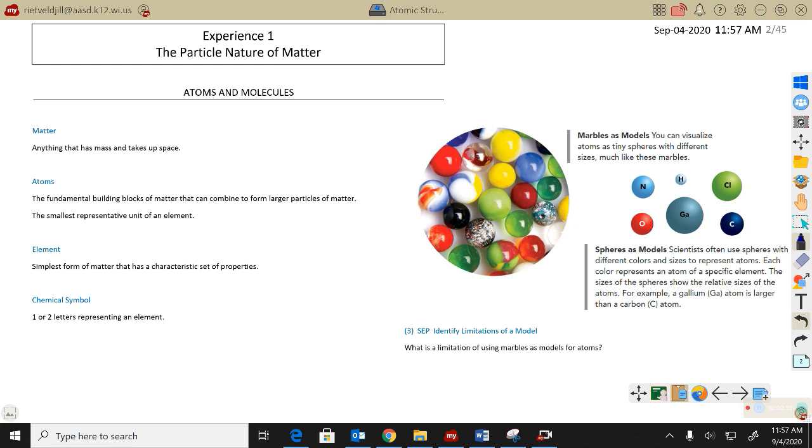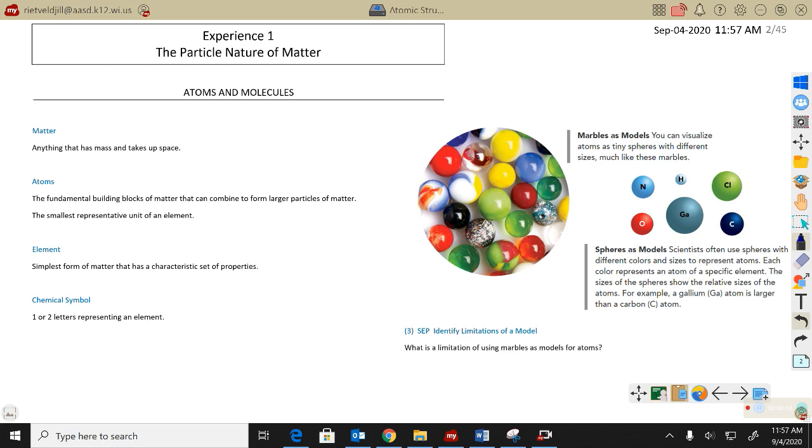So here we're going to look at the particle nature of matter. And so first we know that matter is anything that has mass and takes up space. So you matter, you have mass, and you take up space, and you just matter because you do, because you're a person and you're kind, and you just matter to this world. It wouldn't be the same without you, right?